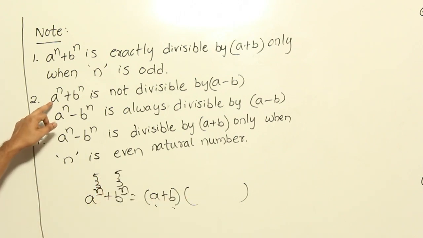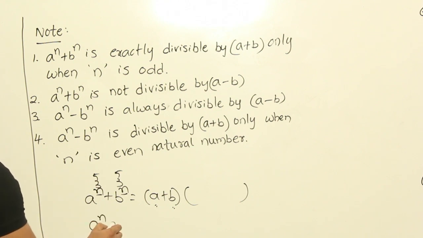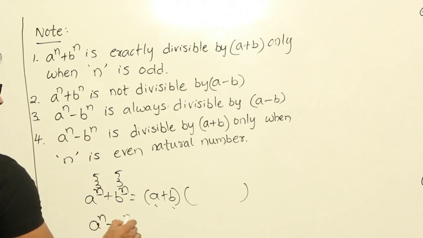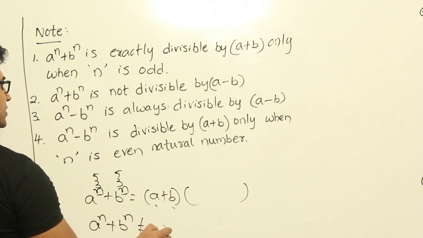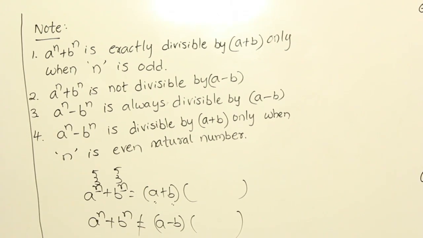And the next one is a power n plus b power n is not divisible by a minus b, which means whatever n is, irrespective of whether n is even or odd, a power n plus b power n cannot be written as a minus b into something. It is never equal to that. Okay.